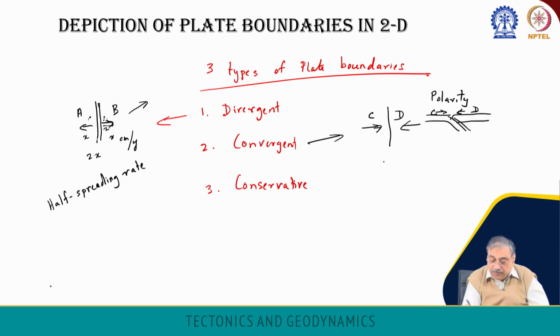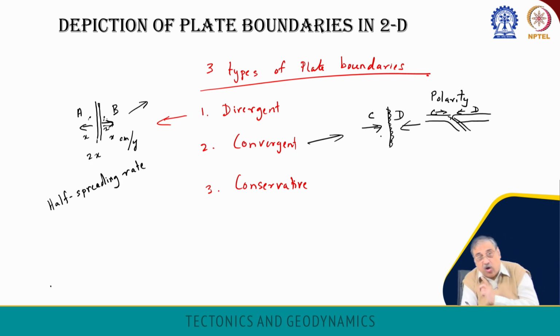So in plan view, the standard way of depicting this is with a set of filled triangles. If you look at books, normally they would fill in these triangles in black. So this indicates that C is the subducting plate, D is the overriding plate. The vertices of these small triangles, you can think of them as arrows, are pointing in the direction of the overriding plate.